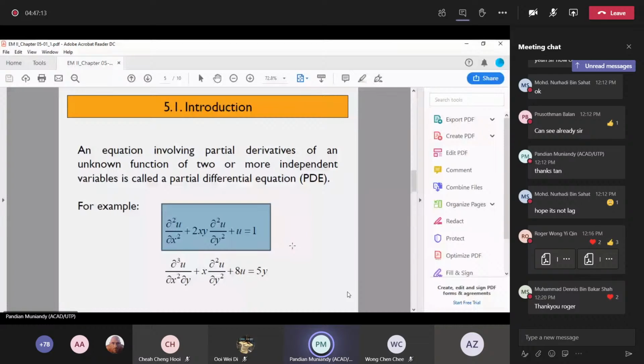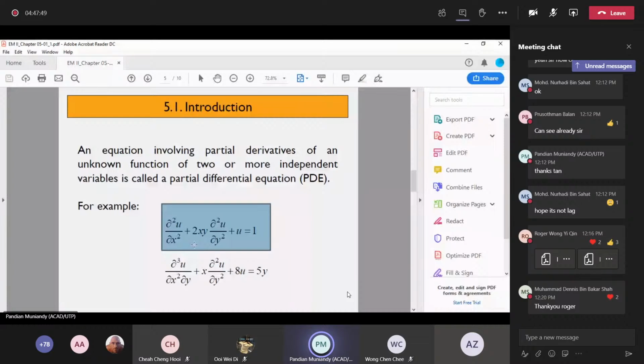So what is this PDE? We read this equation like this: del squared u del x squared plus 2xy del squared u del y squared plus u equals 1. So this equation, whether elliptic or parabolic or hyperbolic, we do not know now. You have to wait for later. So we just focus on the three types only. We call them types: elliptic, parabolic, and hyperbolic.